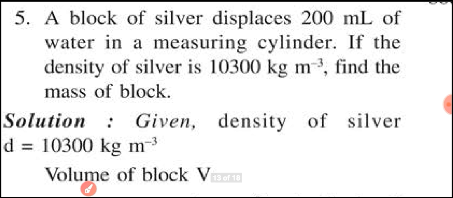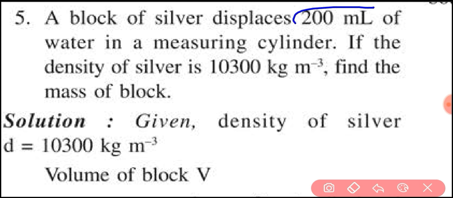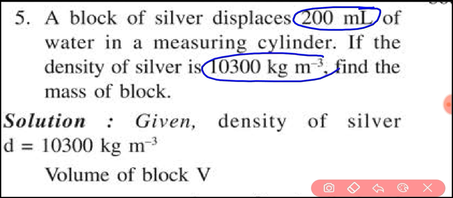Now fifth one, a block of silver displaces 200 ml of water in a measuring cylinder. If the density of silver is 10,300 kilogram per meter cube, find the mass of block. We have to find out mass.